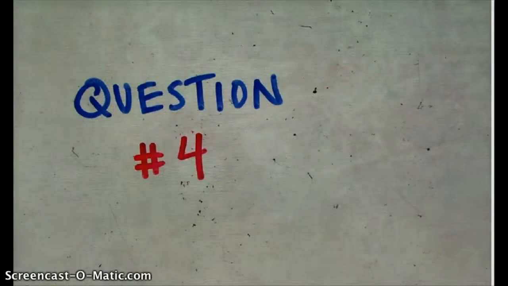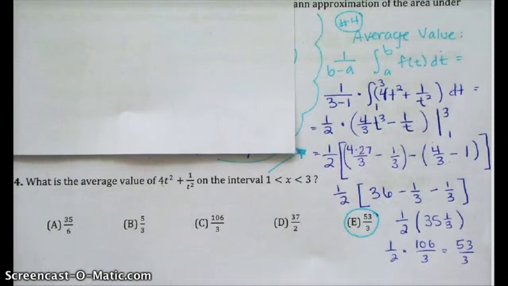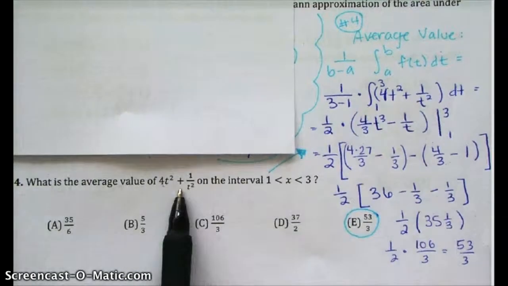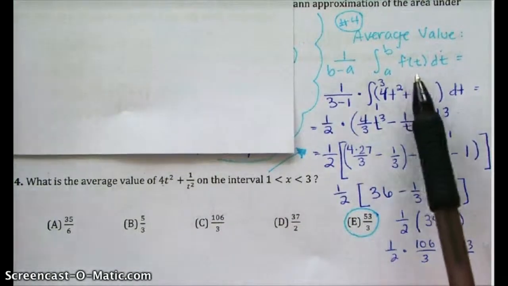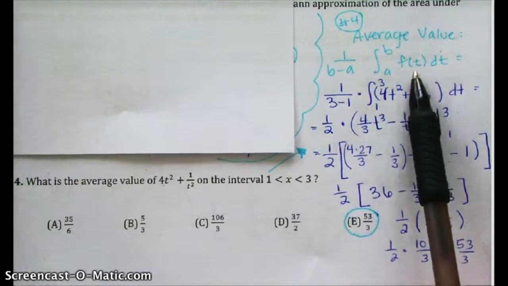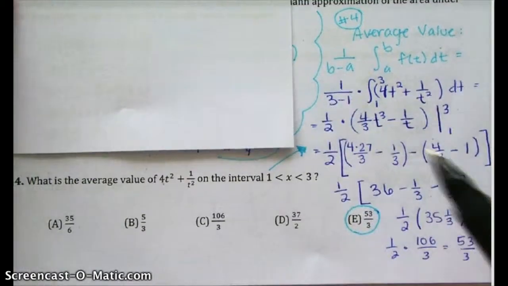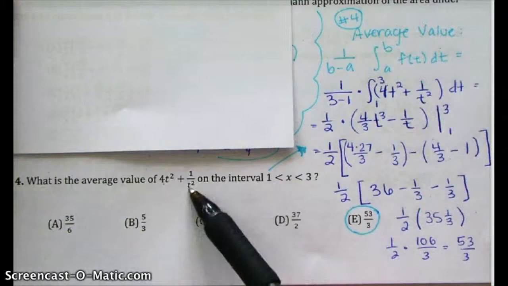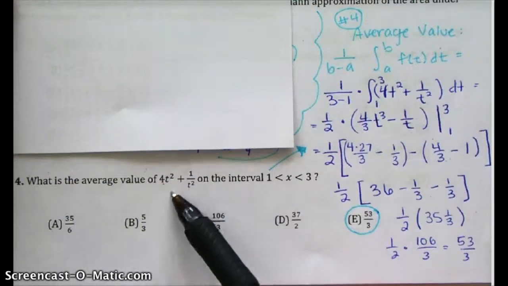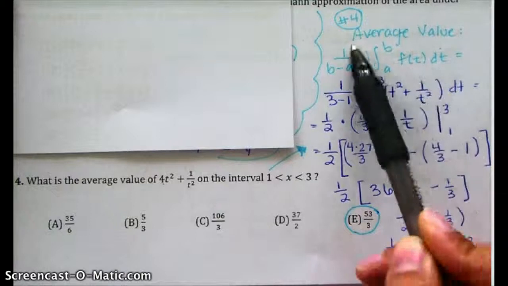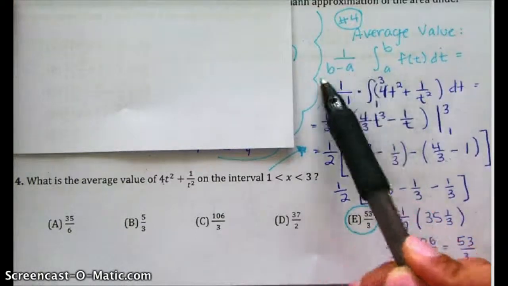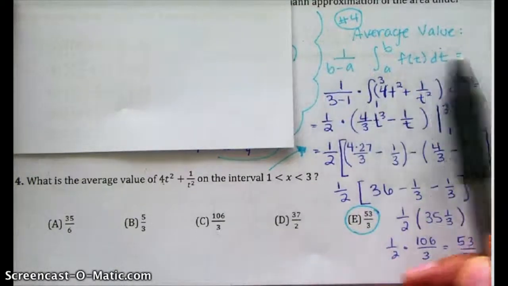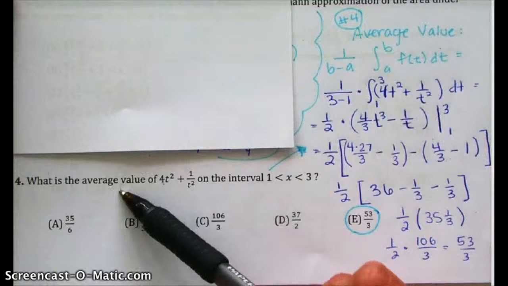Question number 4. Question number 4 was asking for the average value of a function, so you needed to remember the average value formula. If you don't have this memorized, this is just memorization. Notice that f of t, when you use this formula, is the exact function whose average you want to find. It's not the derivative of it, it's not the antiderivative of it. This function is this function. 1 over b minus a is like dividing by the width. You've got area divided by width gives you height, and we want average height.